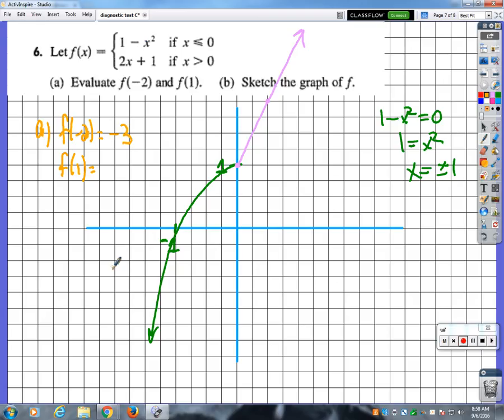So f of 1, which one does that go into? The bottom one. So if I plug a 1 into there, 2 times 1, yeah, okay. Just for funnies, I know it doesn't ask this, but if it asks for f of 0, the first one, right, you plug it into the first one because that's less than or equal to. Now, you get the same answer for either one, so it wouldn't really matter, but just so you know, that's the one you would use.